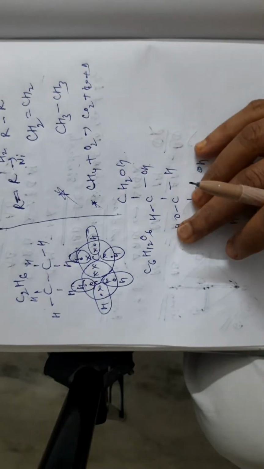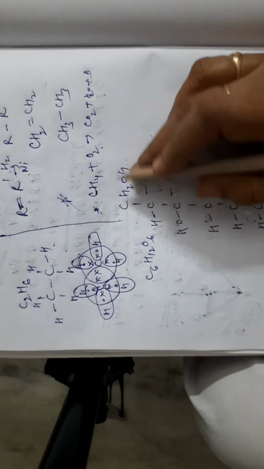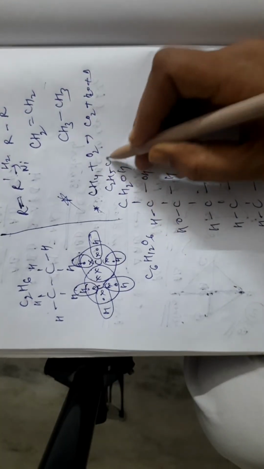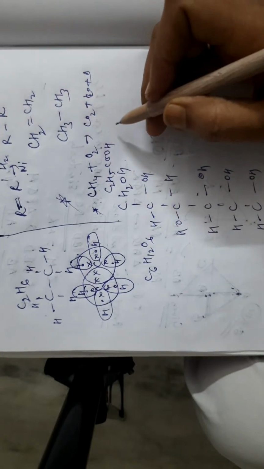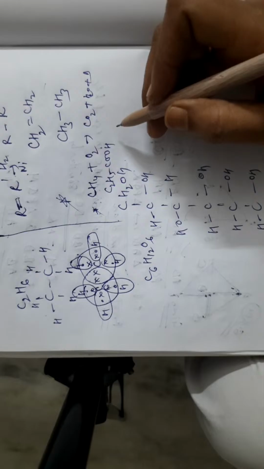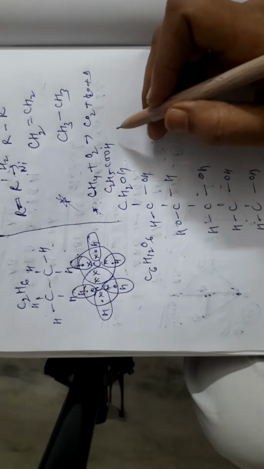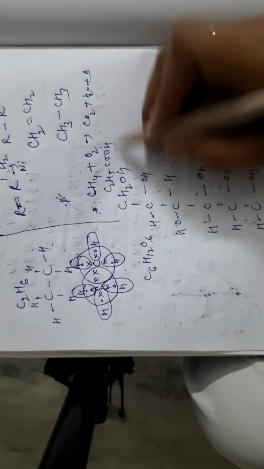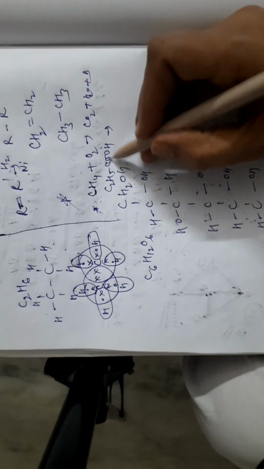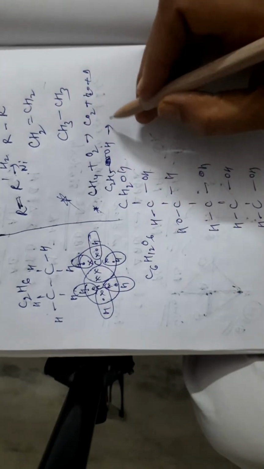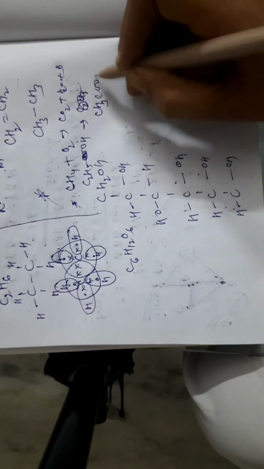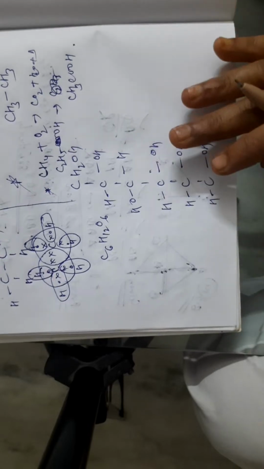Next, oxidation. When ethanol is oxidized, it will convert into ethanoic acid. Okay, so here ethanol, C2H5OH, on oxidation will produce ethanoic acid. So here CH3COOH.